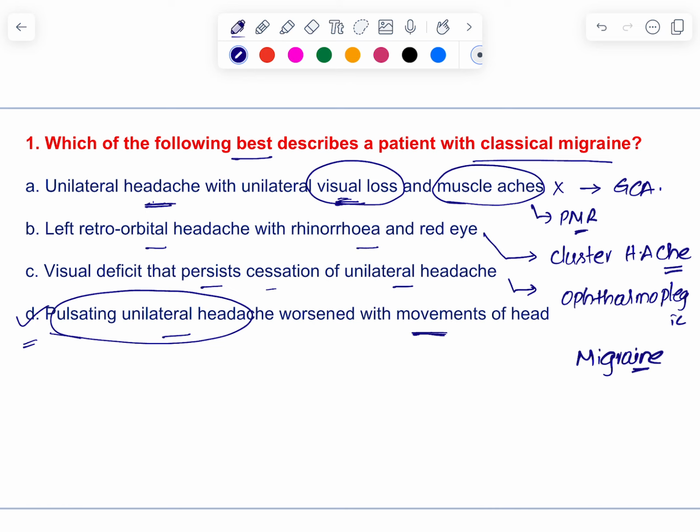Along with this, there should be one of the following: nausea or vomiting, photophobia, and phonophobia. Out of these three, there should be at least one. So duration of the headache 4 to 72 hours, plus two features, plus one feature. That is the diagnostic criteria for migraine. So now we'll move on to the next question.